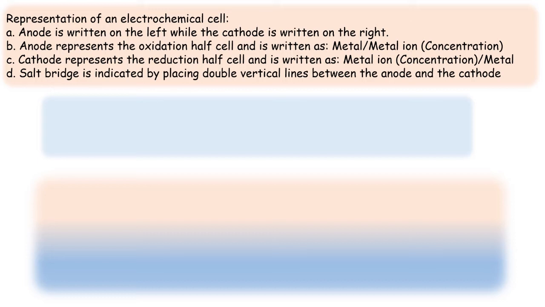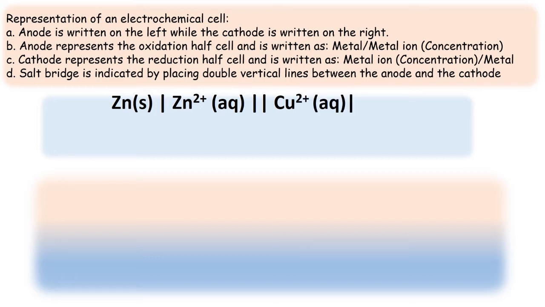Now let us write the expression for the Daniell cell. Zn solid. There is a single line which separates Zn solid and Zn2+. That is because zinc is in the solid state, whereas Zn2+ is in the aqueous state. So this change in phase is represented by a single slash, whereas the salt bridge is represented by a double slash. Again, you can see a single slash between Cu2+ and Cu that shows the phase change.